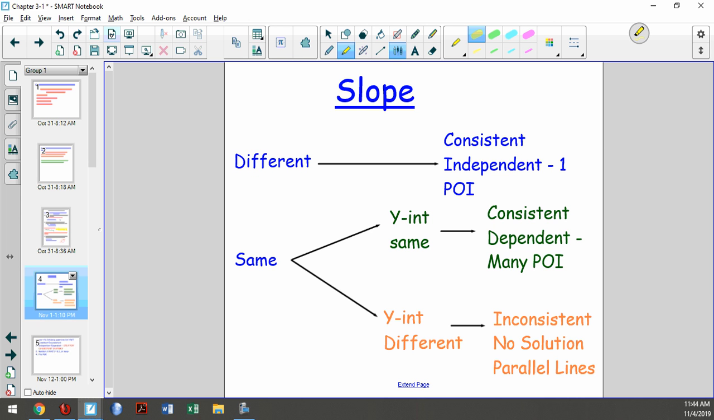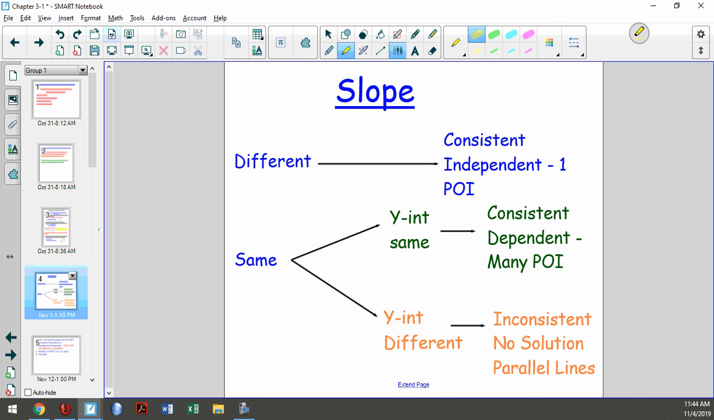Okay? You are going to take every one of the equations that I give you today. You're going to solve every one of them for y. You know how last Friday we did a lot of solving for y? Okay? You're going to solve every equation for y. You're going to find the slope and the y-intercept of every equation. And then you're going to compare the slopes.